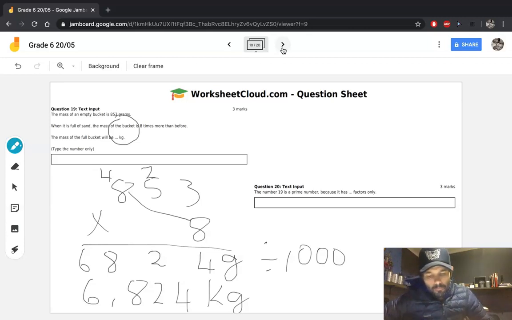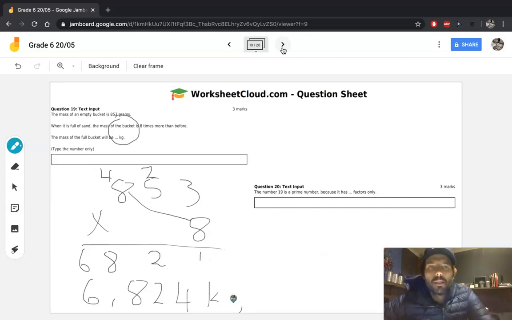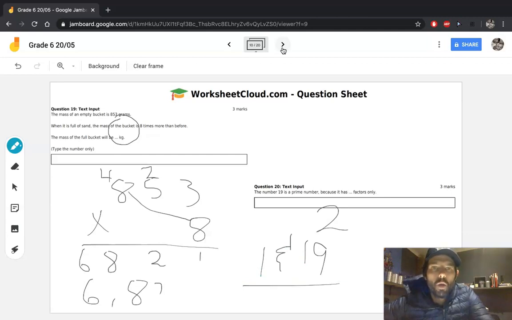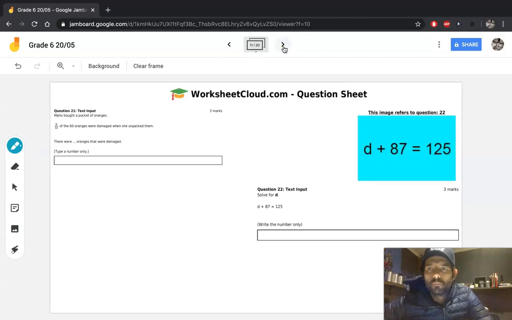Question number 20. The number 19 is a prime number because it has 2 factors only. Remember that a prime number has only got 2 factors, the number 1 and the number 19 in this case. So 19 can only be divided by the number 1 and the number 19, which is itself. All prime numbers must have a minimum of 2 factors and a maximum of 2 factors. Okay, right, let's move on to question 21.